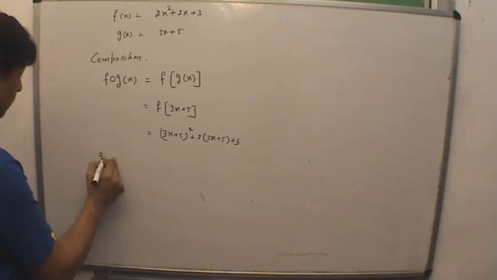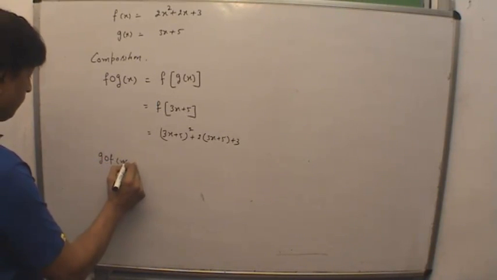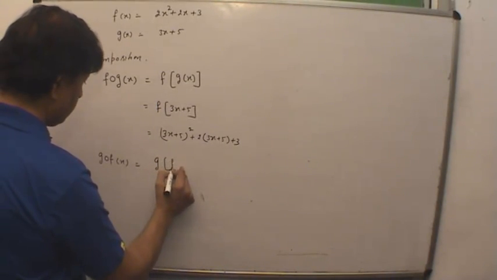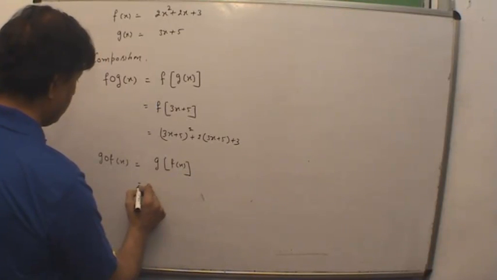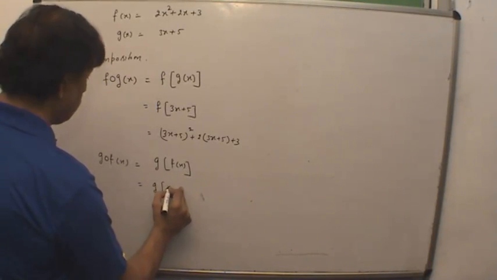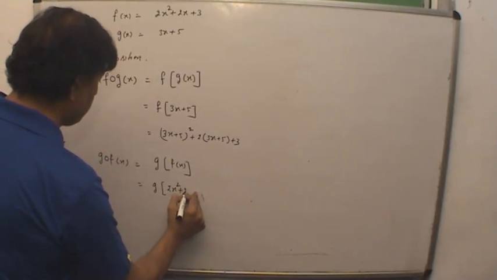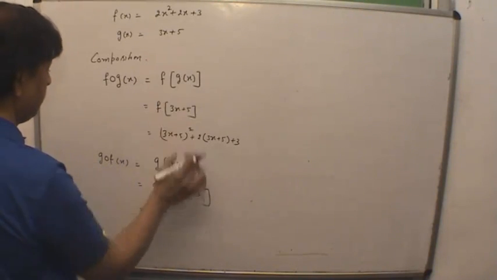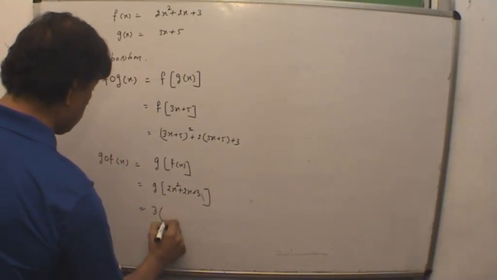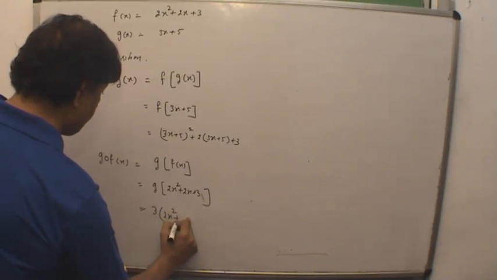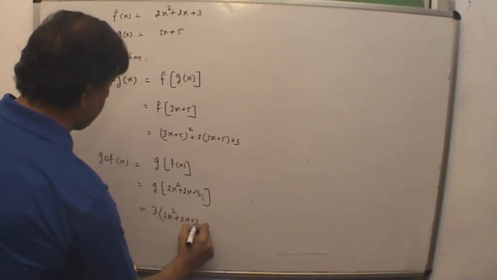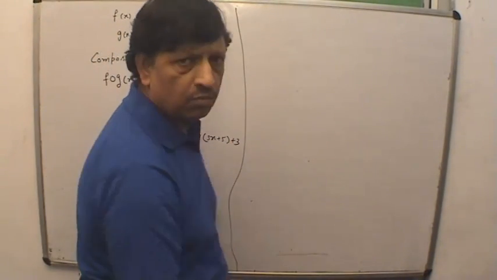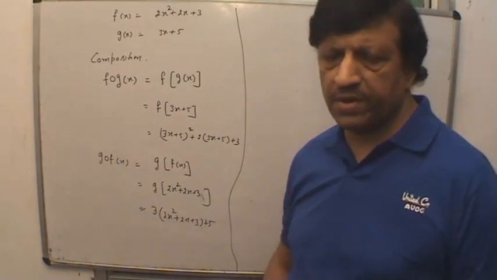Similarly, we can find g composition f with respect to x. That is g of f of x. We follow the definition. What is f of x? 2x square plus 2x plus 3. We replace every x of g with this. It is 3 into (2x square plus 2x plus 3) plus 5. Now that is called the composition of the two functions. Composition does not mean multiply.